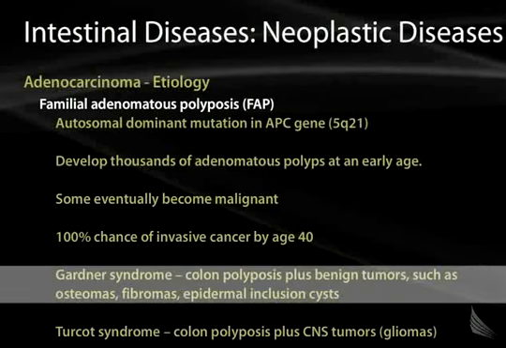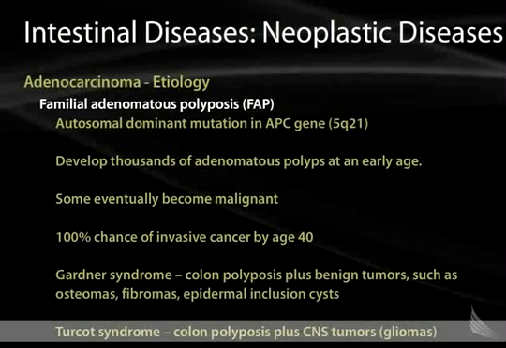Gardner syndrome is FAP with the association of benign tumors such as osteomas, fibromas, or epidermal inclusion cysts. Turcot syndrome is FAP syndrome plus CNS tumors. So Gardner syndrome and Turcot syndrome are subsets of FAP. Remember, again, FAP is a defect in APC gene and is an autosomal dominant. These patients almost always develop colon cancer, and thus we always recommend total proctocolectomy. Again, that's the removal of the entire colon and rectum.